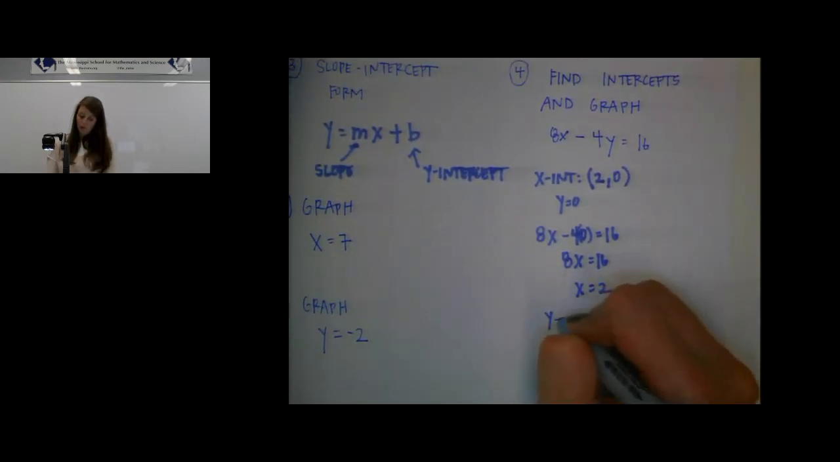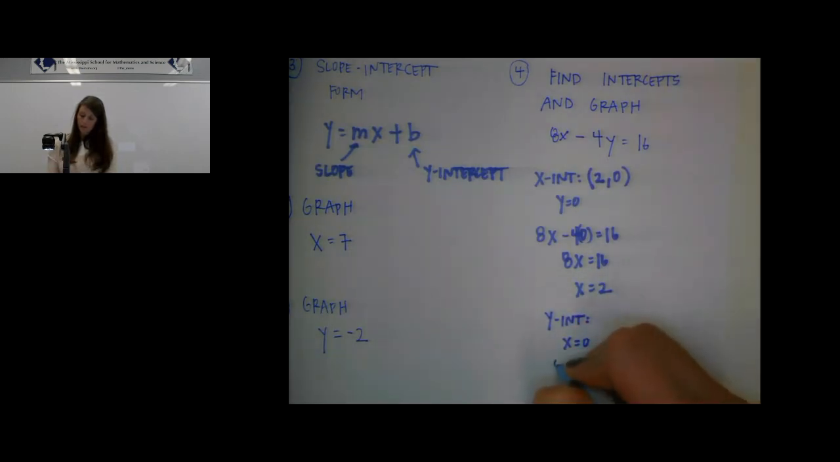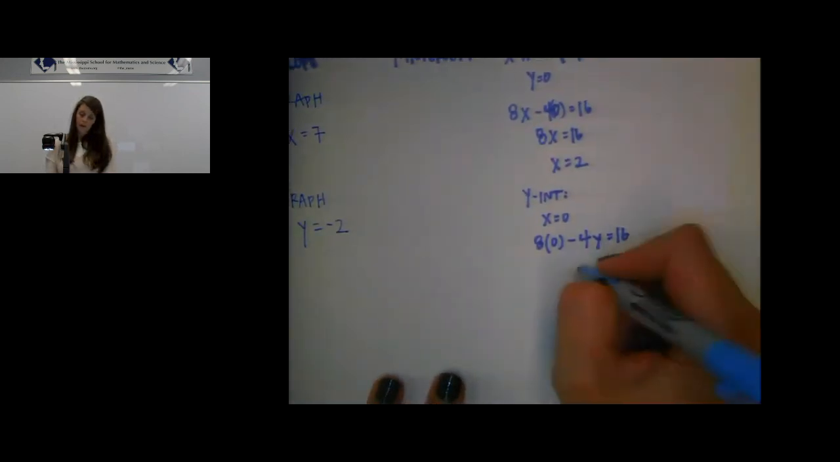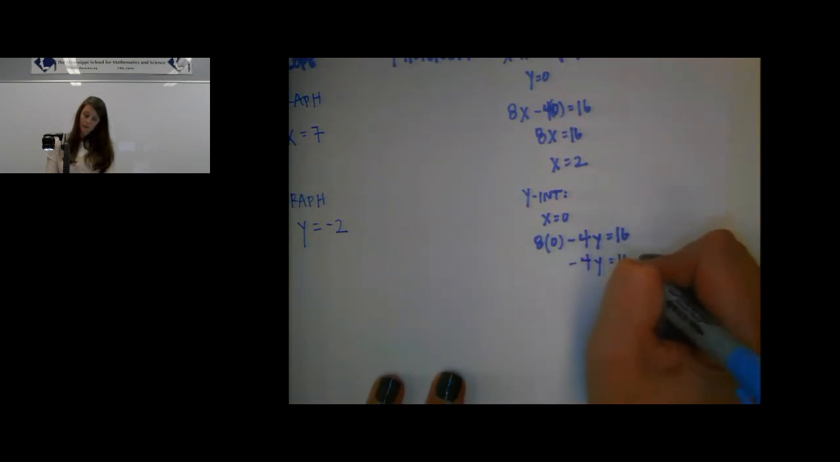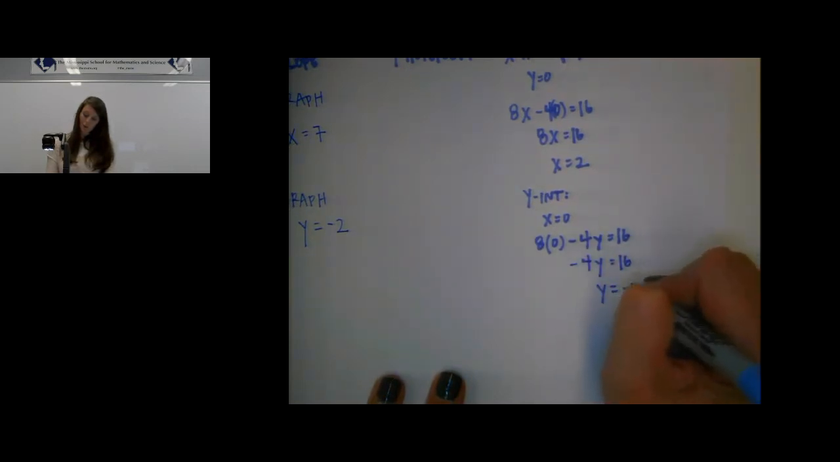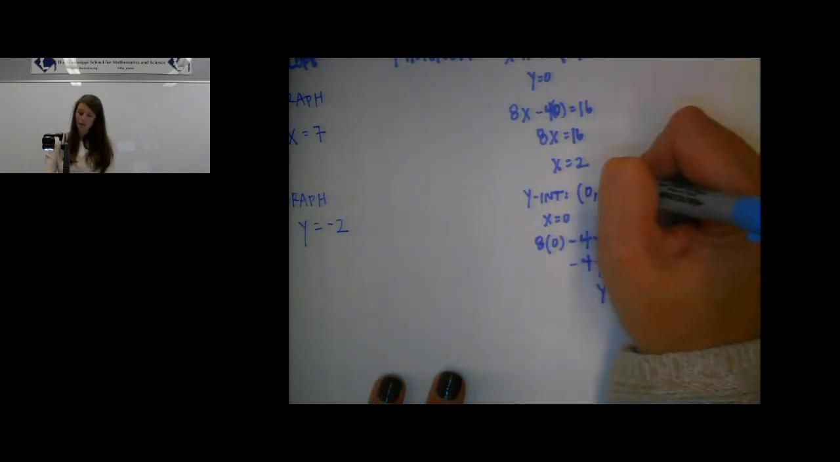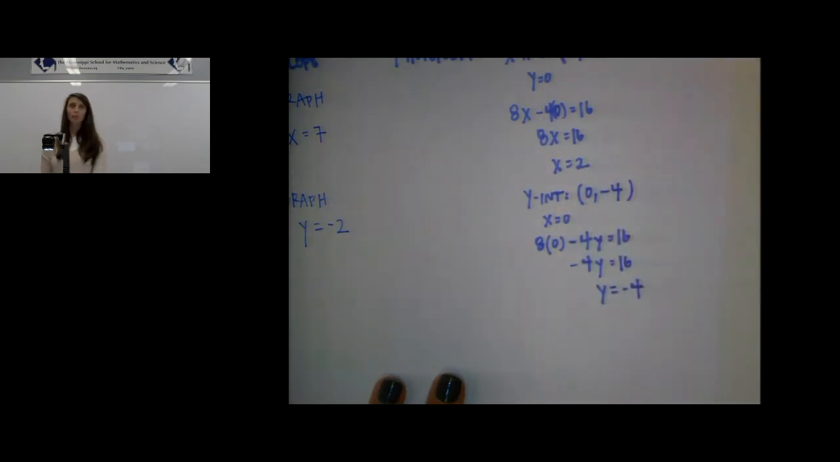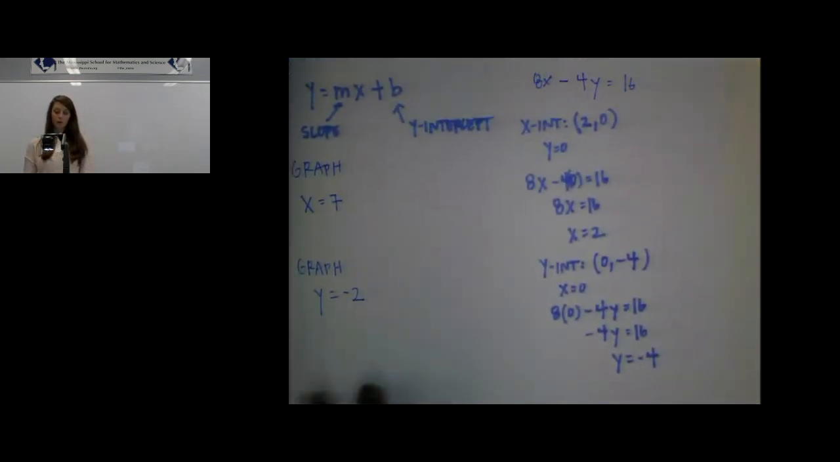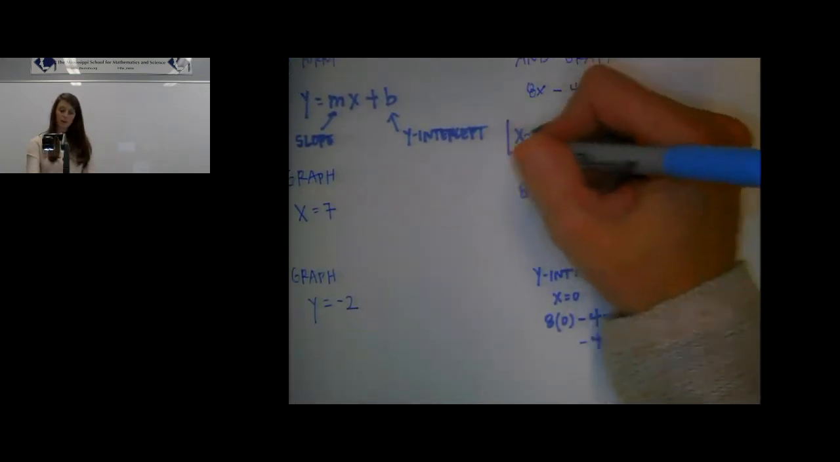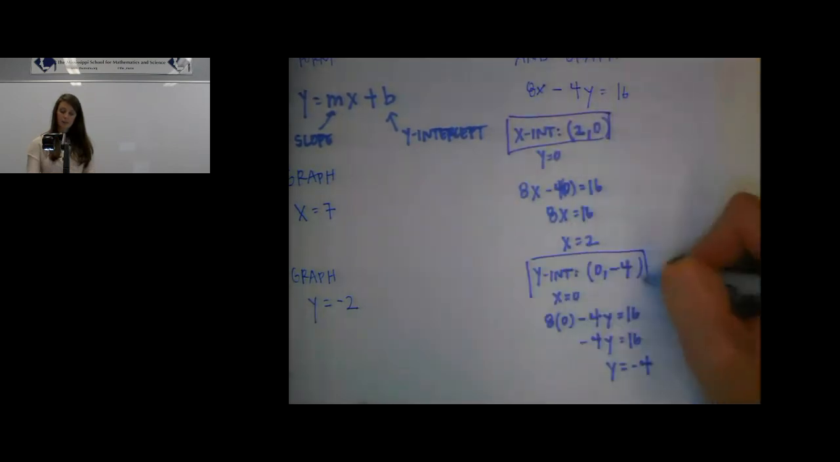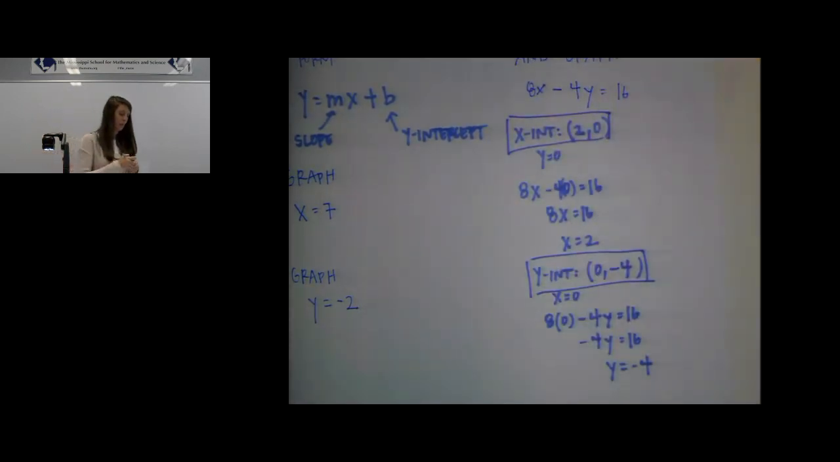Your y-intercept is when x equals 0. So you'll have 8 times 0 minus 4y is equal to 16. When I do this one, I'm going to have negative 4y is equal to 16. Divide both sides by negative 4, so y is going to be equal to negative 4. So there are my 2 ordered pairs that I am going to plot on the coordinate grid. I'm going to plot my x-intercept and I'm going to plot my y-intercept.